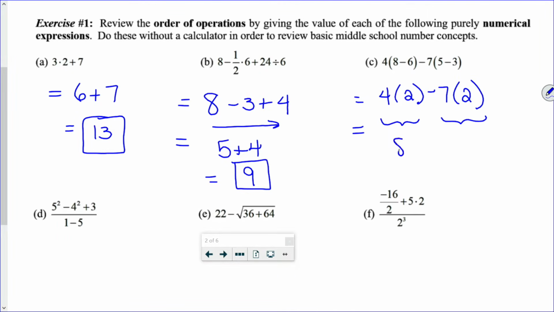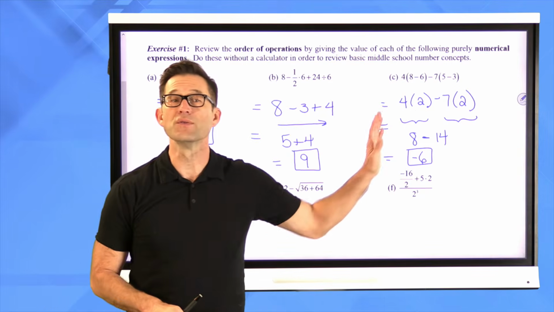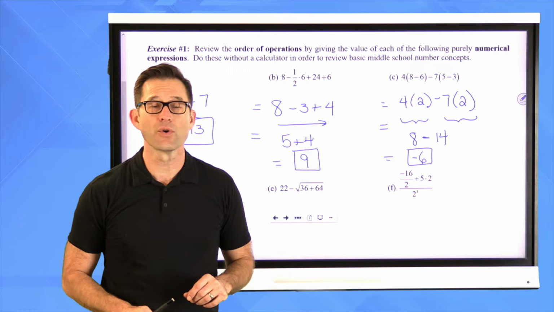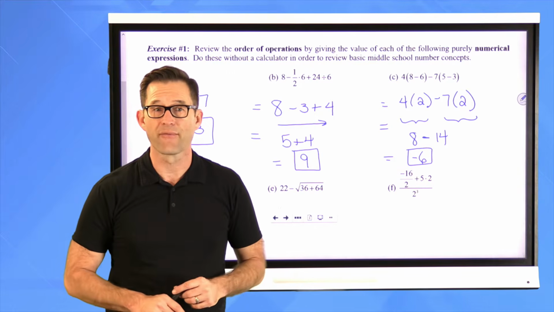So 4 times 2 is 8. 7 times 2 is 14. And here's where you want to be very careful, right? Whenever I have a smaller number minus a larger number, I get a negative. And specifically in this case, I get -6, right? So we do those operations that are within the parentheses first, and then we proceed afterwards.